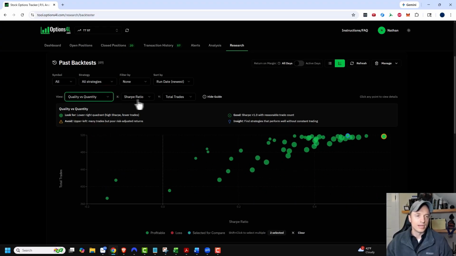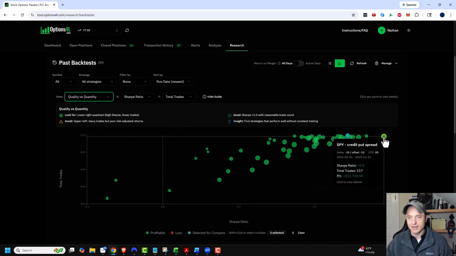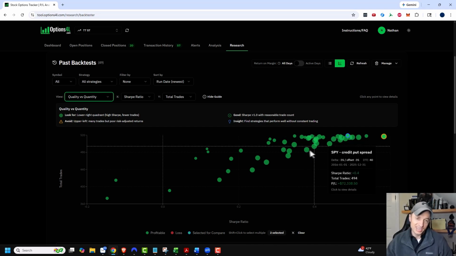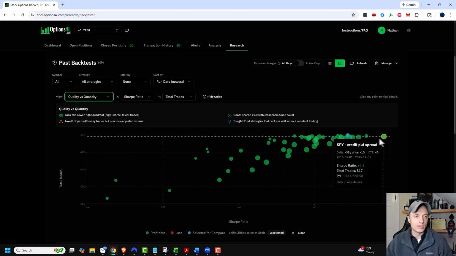Quality versus quantity. So this is a Sharpe ratio versus the total trades. And we're looking for the lower right quadrant with the high Sharpe and fewer trades. So we got this dot that's kind of out here on its own. It's not really the lower right, but it is the right, and there's nothing really lower unless you go back to the left further. So we'll leave this one as it is.